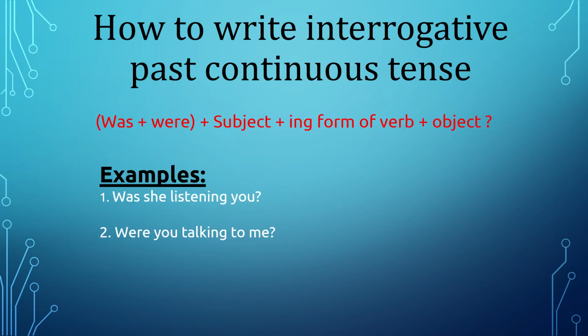Now how to write the interrogative past continuous tense? Interrogative means the question form. How to write a sentence of past continuous in the interrogative form? In order to convert into the interrogative form, first of all we will add the helping verb, was or were, then our subject, then the ing form of the verb, and then our remaining sentence. For example, were you talking to me? Were is the helping verb, you is the subject, talking is the ing form of the verb, and then our remaining sentence. So the sentence is converted into the interrogative form.